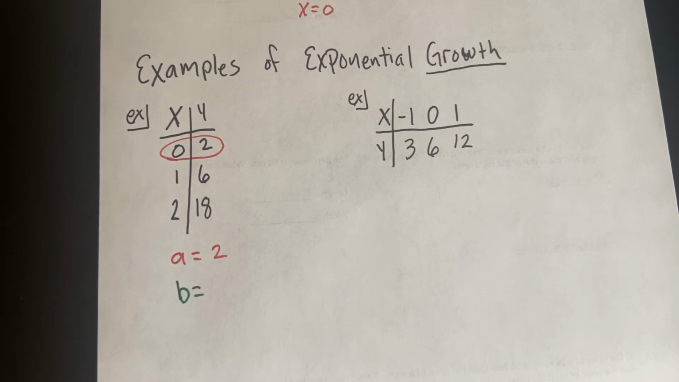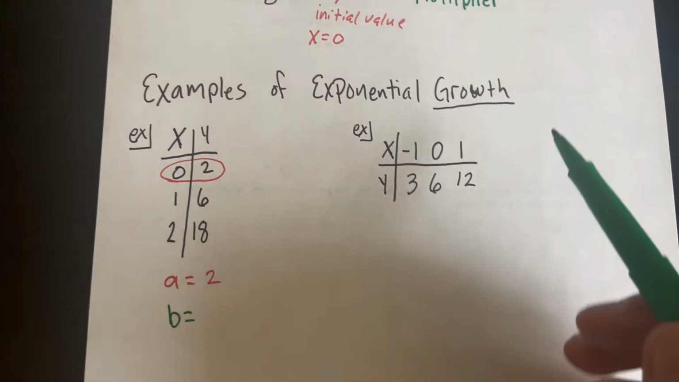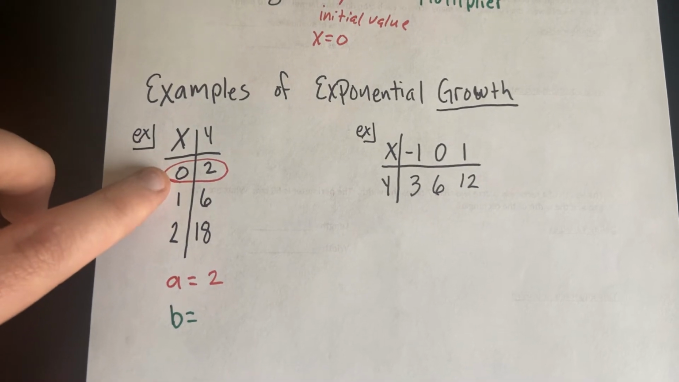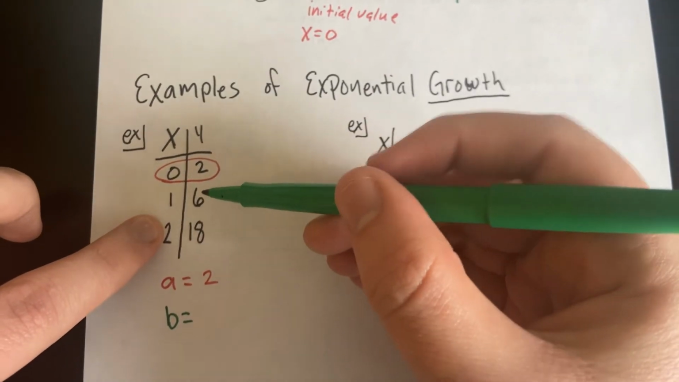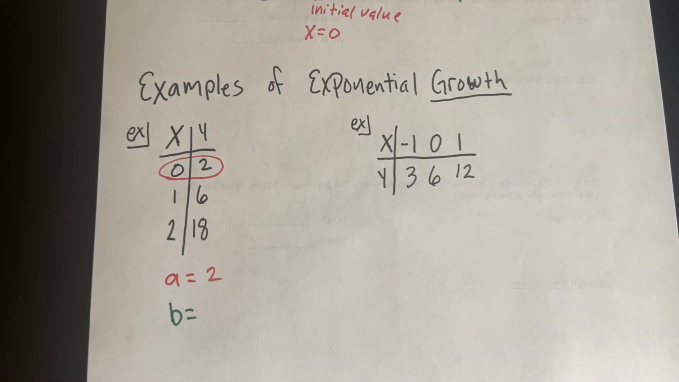Okay, so now we need that b value. How are the numbers moving? How are we jumping from one number to the next? And we can tell that this is an exponential growth, or this is increasing. Notice when the x values are increasing, y values are also increasing, right? So very similar to how we did with geometric.